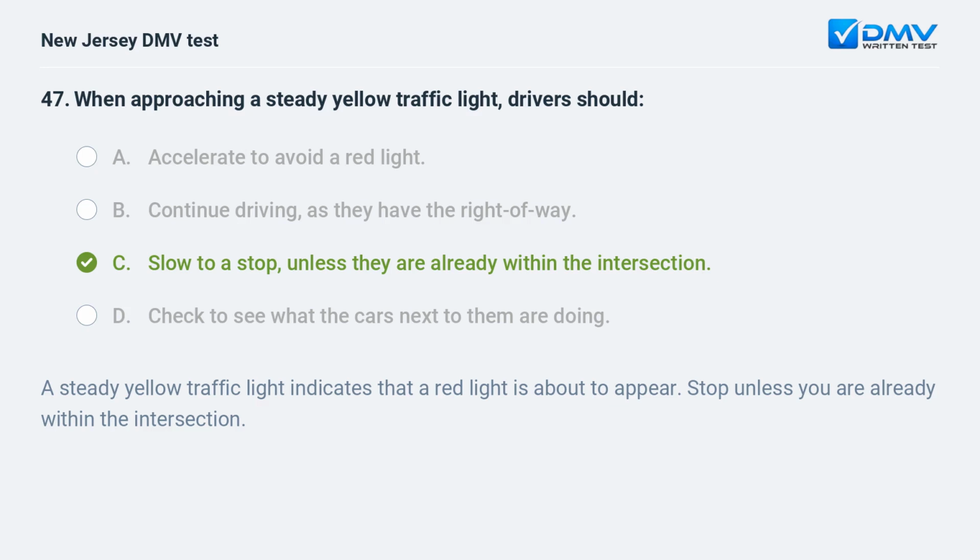A steady yellow traffic light indicates that a red light is about to appear. Stop unless you are already within the intersection.